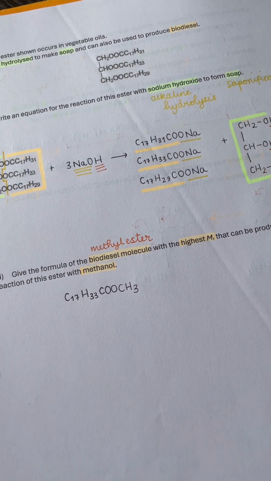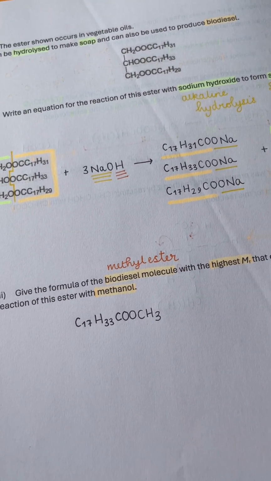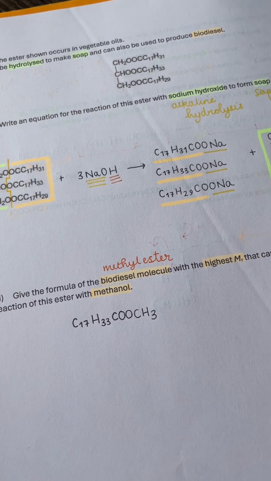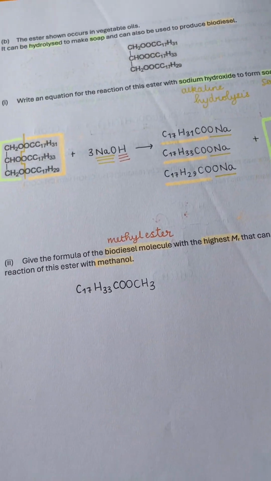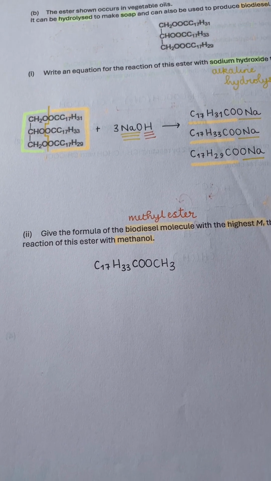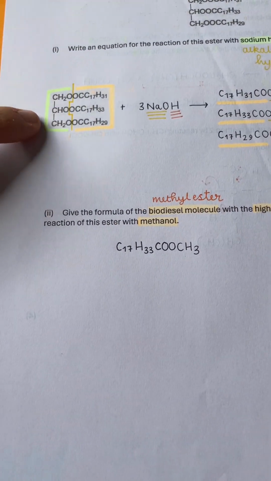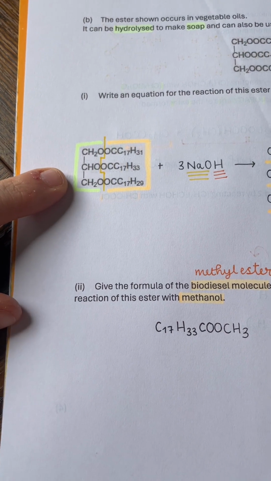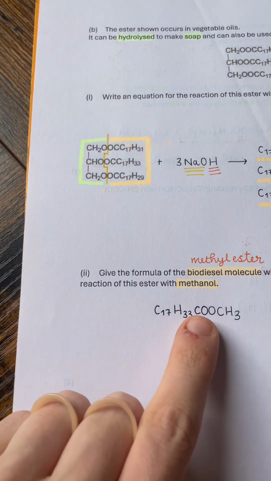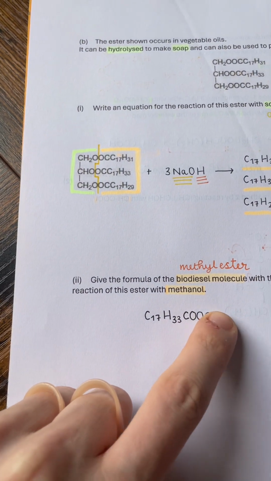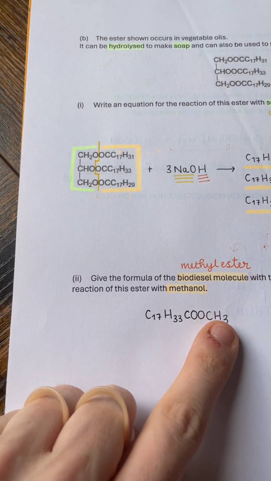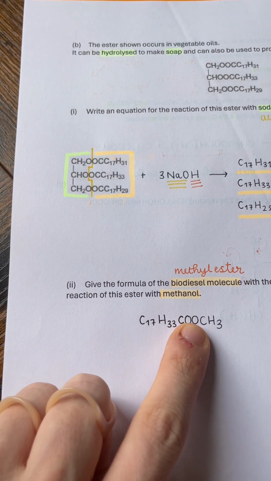Then it's talking about biodiesel. So biodiesel is a mixture of methyl esters, and we have to give the formula of the biodiesel molecule with the highest Mr that can be produced by reaction of this ester with methanol. Now, the production of biodiesel is a transesterification reaction, so we don't want to have the glycerol alcohol on there anymore, so we replace it with methanol, and that's why the esters are all methyl esters, because the alcohol component always comes after the single bond O. We always name that first when we name our ester, so it'll be methyl whatever it might be.